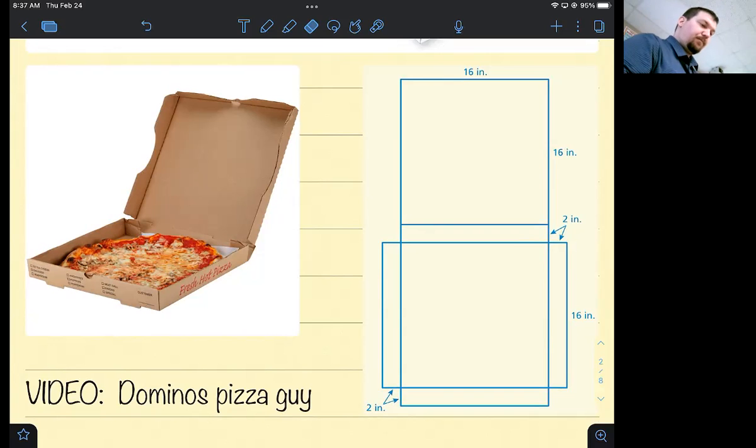Yes? When I was younger, I used to help my uncle put them together. Really? Okay. So you have some experience with this. How long does it take to fold it up, put it together? Like 30 seconds per box. Okay. Does that sound about right? About 30 seconds, you get one of these put together.